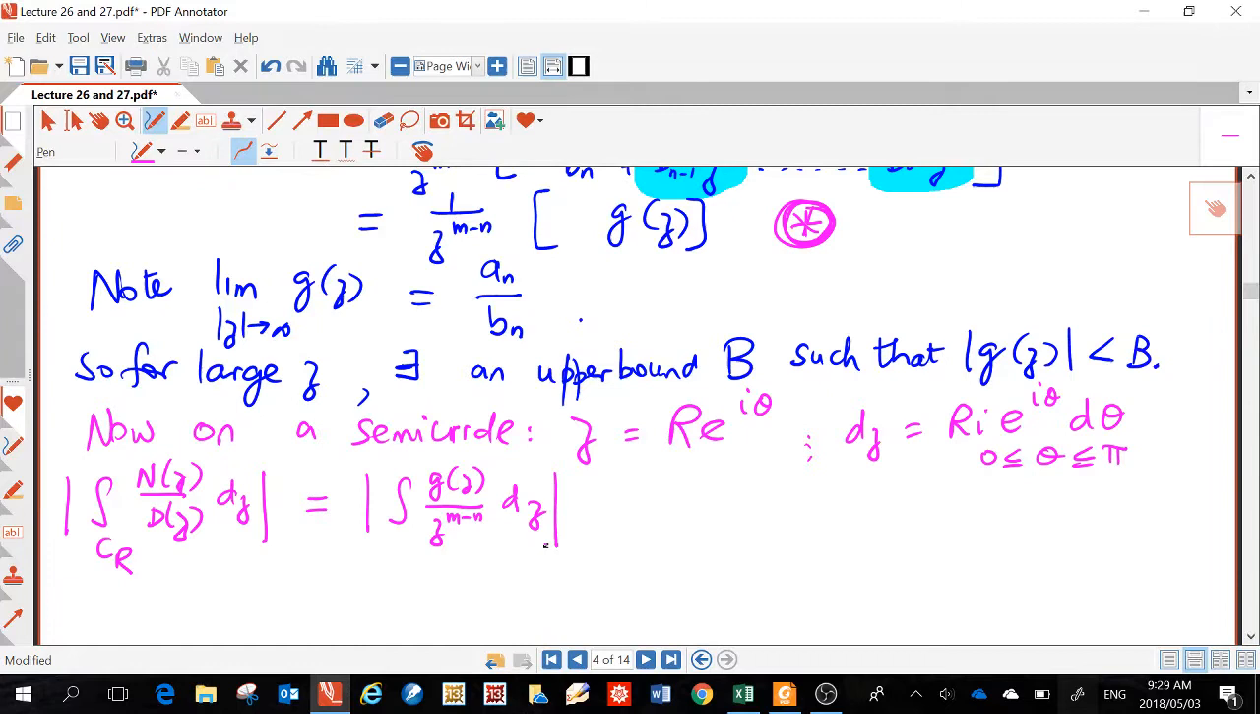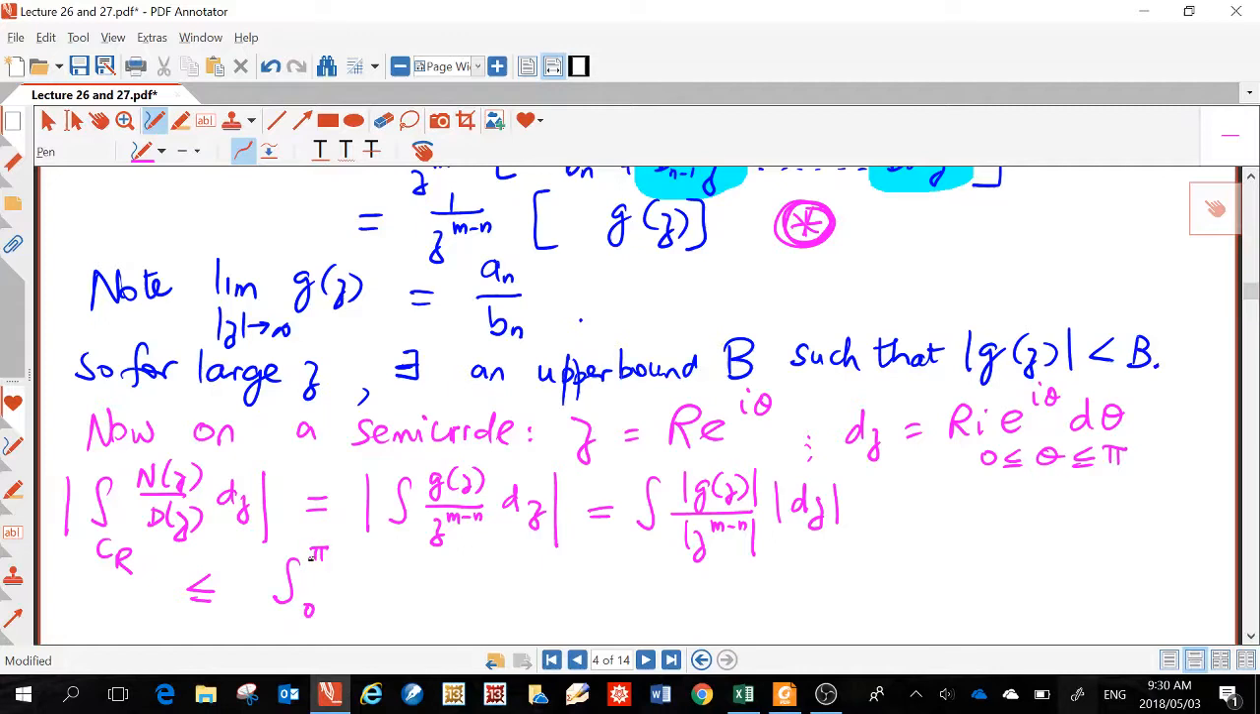And remember the theorem that I used once before? I can actually switch this around. I can put the absolute values inside, so I get the absolute value of g of z over z to the m minus n. Well, this part doesn't really matter. This one here does, dz. And that's less than or equal to the integral from naught to pi.